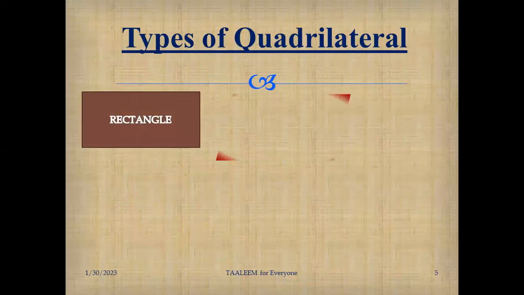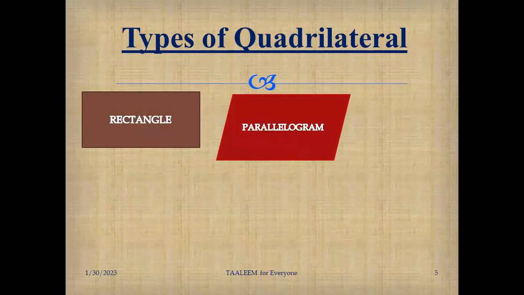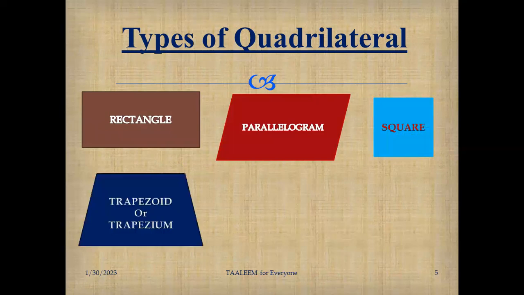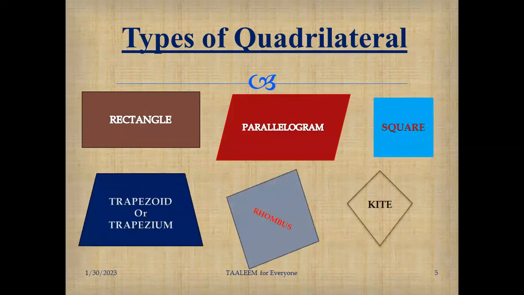So here are the types of quadrilateral: rectangle, a four-sided figure; parallelogram, a four-sided figure; square, a four-sided figure; trapezoid, or you can also call it trapezium, a four-sided figure; rhombus; kite. We will see each and every type in detail in the next video. For now, there are these six types in the classification of quadrilaterals: rectangle, parallelogram, square, trapezoid or trapezium, rhombus, and kite. We will see the properties and definitions of all these types in the next video.